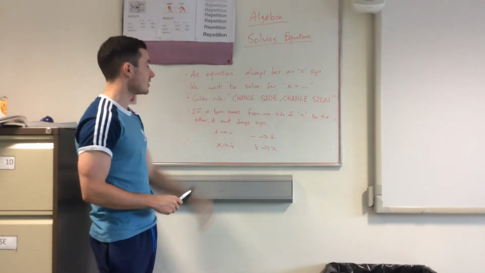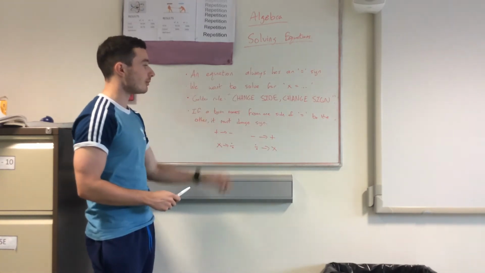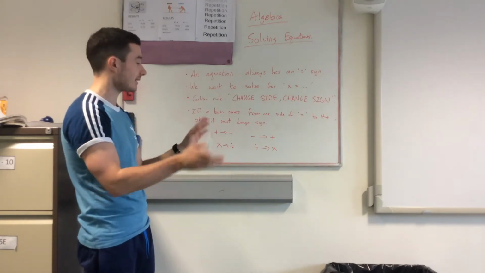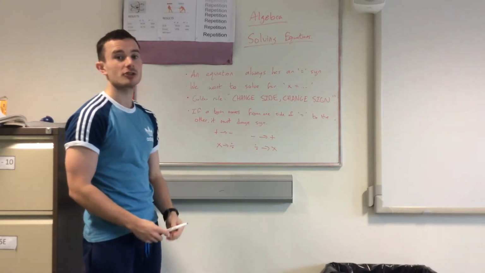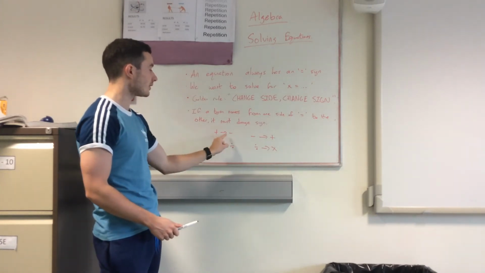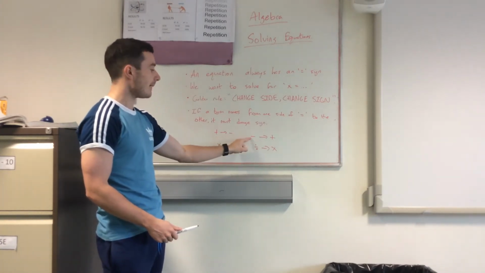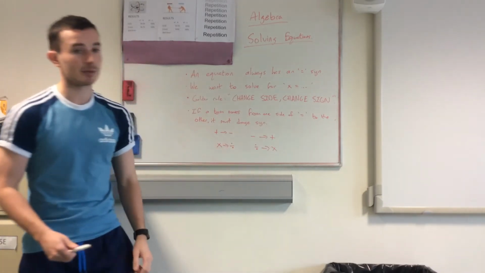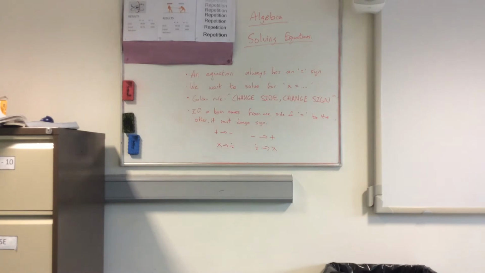So what does change side, change sign mean? It means if a term moves from one side of the equals to the other, so from the left hand side to the right hand side, or the right hand side to the left hand side, it must change sign. And what does it mean by change sign? Well, if it's a plus on one side, it comes across and becomes a minus. Minus becomes a plus, multiply becomes a divide, and divide becomes a multiply. So make sure you've paused the screen and you've got that down.